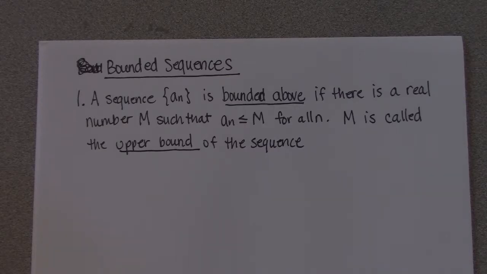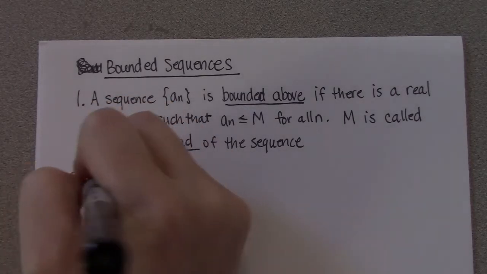So if a sequence is monotonically decreasing, meaning its first term is its biggest term, and then it decreases, decreases, decreases, well, then by default, you've got your M. You know it's bounded above by that first term. It's never going to be bigger than that. It's just going to decrease from there.